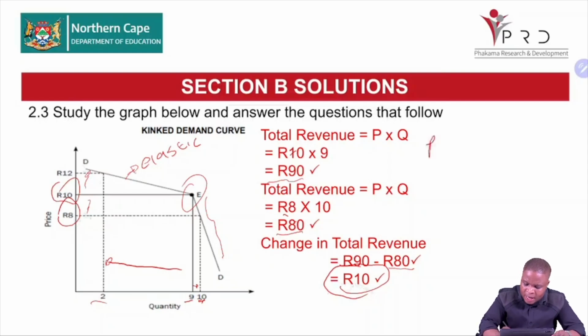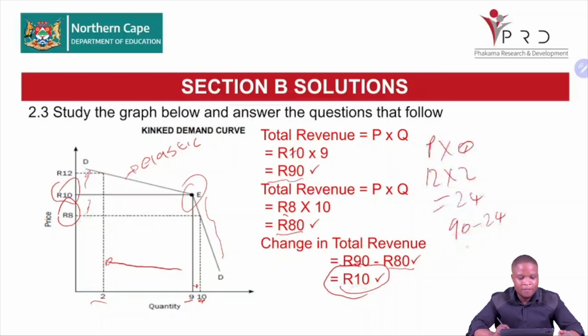If they increase price, it will be P times Q. P is 12 times 2, which is 24 revenue. That is 90 minus 24, meaning they will be losing a certain revenue there. What is 90 minus 24? Let's do the quick maths. That is 66. So they will be losing 66 rand on revenue. So they rather charge here. That's why they are reluctant in changing prices as well.